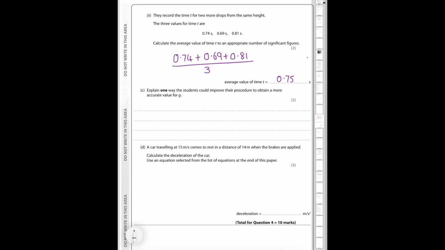Then for part C, it says explain one way the student could improve the procedure to obtain more accurate results for g. So the inaccuracy here comes from the reaction rate of the person timing. So what they could do is they could use something like light gates in a data logger to record the time taken to eliminate any reaction time errors that there are due to human error.